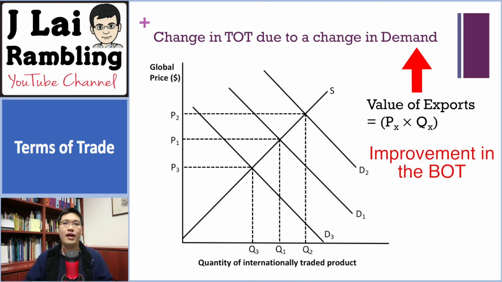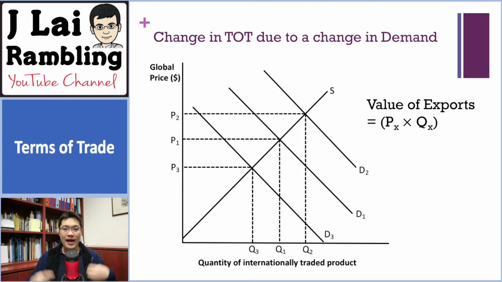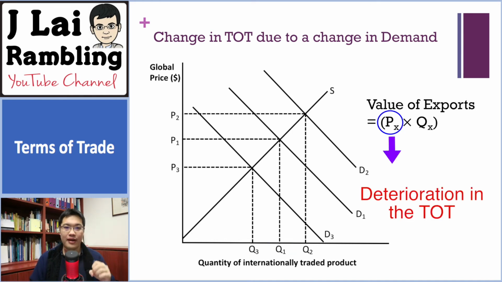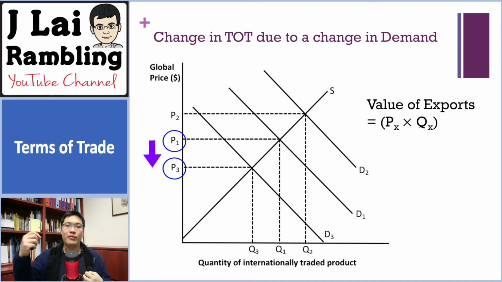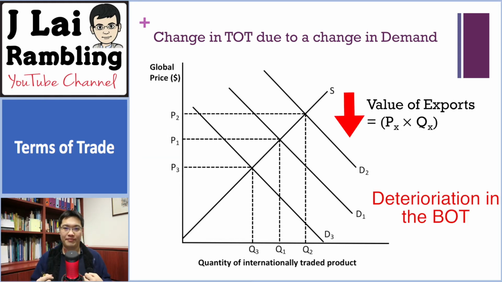On the other hand, when the demand falls, okay, from D1 to D3, prices drop from P1 to P3, okay, and the quantity drops from Q1 to Q3. What happens here is that there's a deterioration in terms of trade. Remember, we're only looking at prices, and this is obvious because the price has dropped from P1 to P3. What about the value of exports? Since price and quantity have also gone down, surely the value of exports has also gone down, okay? A deterioration in the terms of trade is also met with a deterioration in the balance of trade.